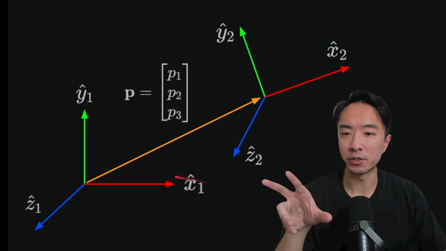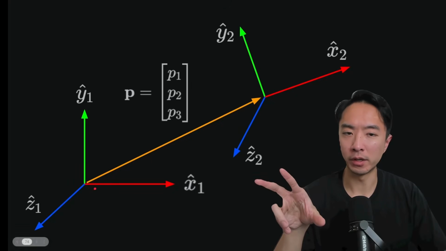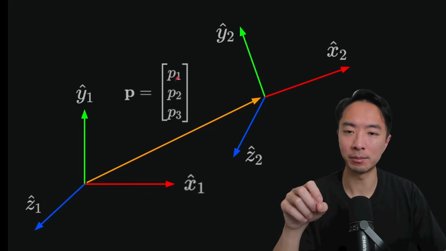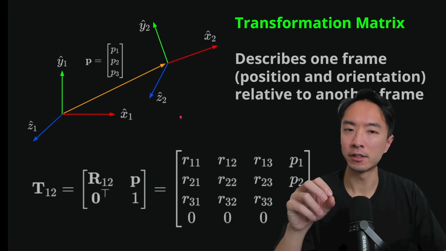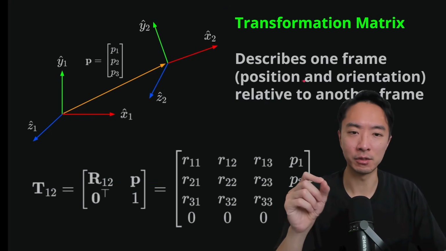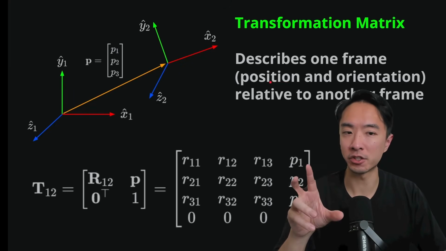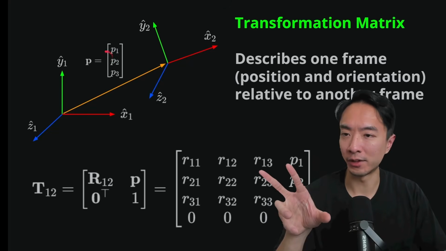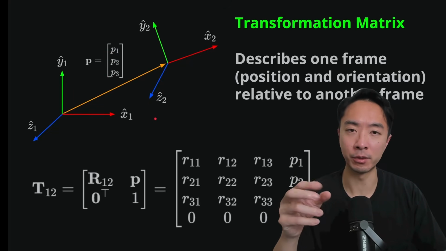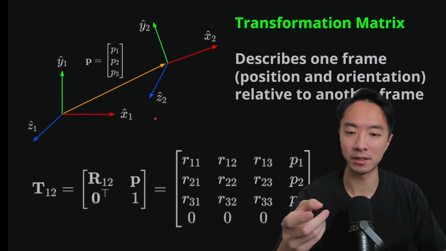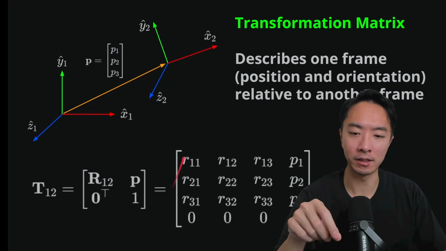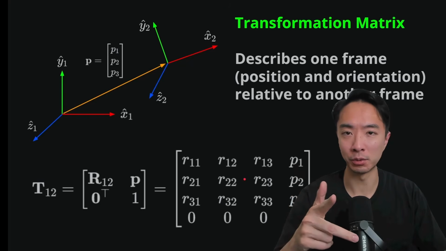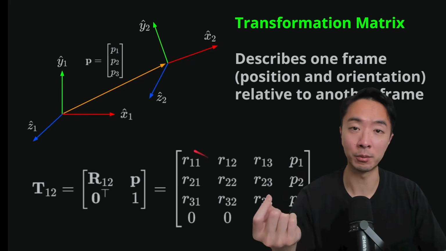The transformation matrix takes one frame, frame 1, to frame 2, described by some distance. We're using a vector p: p1, p2, p3. The idea of the transformation matrix is we want to describe the position and orientation of one frame relative to another frame. So we talk about the vector p, and the rotation comes from the rotation matrix, which we talked about previously. We learned that the 3 columns represent the 3 axes describing frame 2 relative to frame 1, which we saw in some of our previous videos.